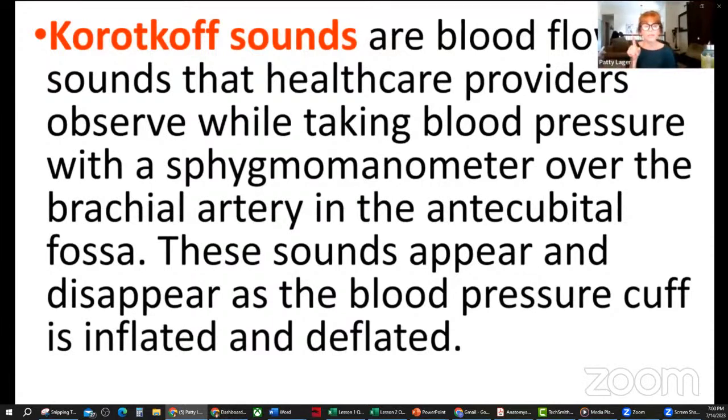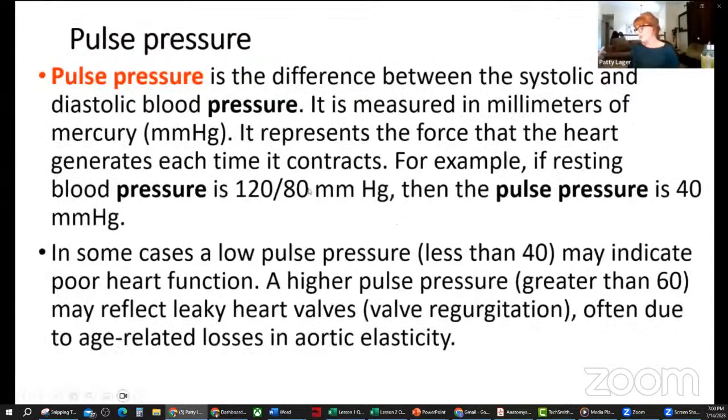So the first tapping noise is the systolic pressure. That's the top number. The last tapping noise, after which you don't hear anything, is the diastolic pressure. And then other things you can connect to blood pressure readings. There's something called pulse pressure, which is basically the difference between the top number and the bottom number. That's going to be 40 in the case of 120/80.